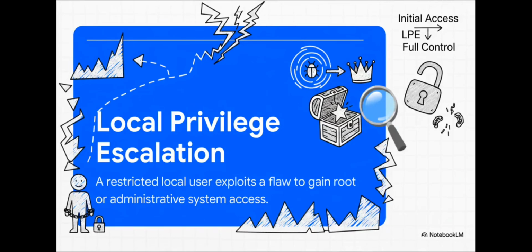Copy Fail is a local privilege escalation, or LPE, flaw. By definition, this means an attacker starts out as just a regular local user with restricted privileges and then exploits the flaw to gain full administrative root-level access to the system. Now, just to be super clear, this isn't a remote code execution bug on its own. The attacker does need some form of initial access, a basic foothold, before they can actually pull the trigger.